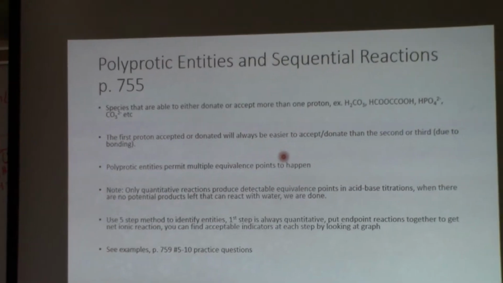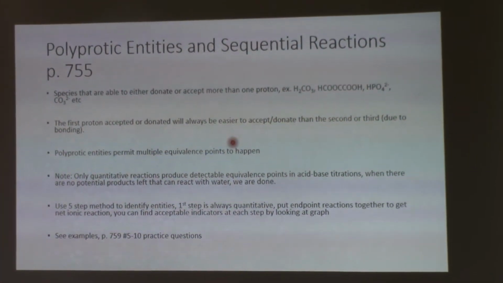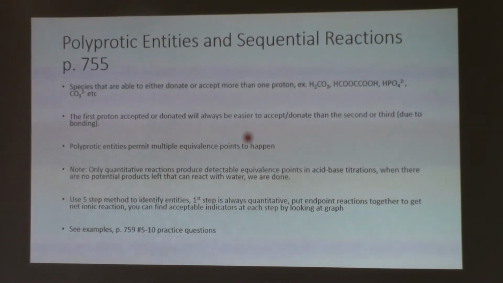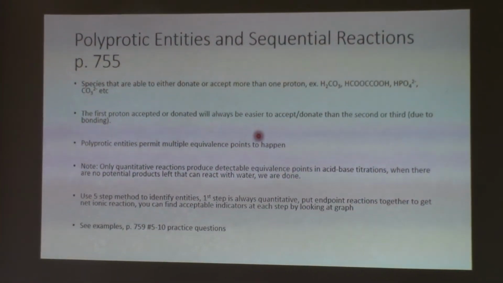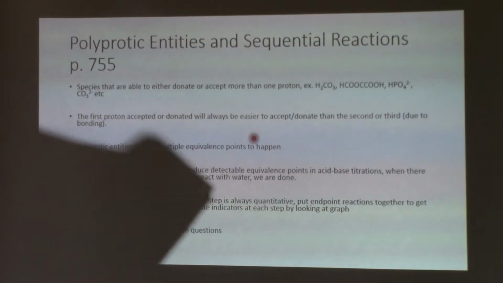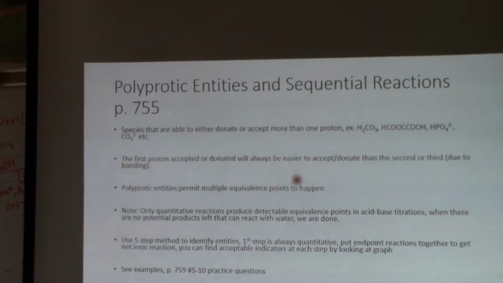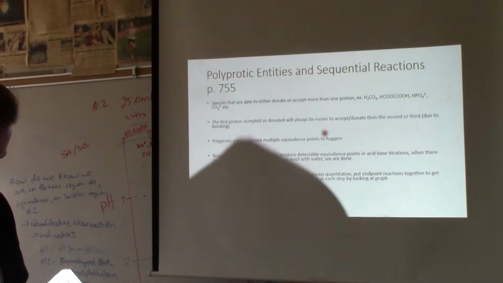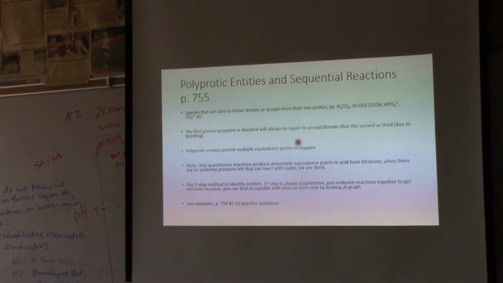What I want to do here is talk about polyprotic entities, and then I'll talk about pH. We have polyprotic entities, pH curve shape and type, and then some actual titration questions like titration stoichiometry. I'm going to talk about polyprotic entities and end the lecture there, just because it's a lot of information.